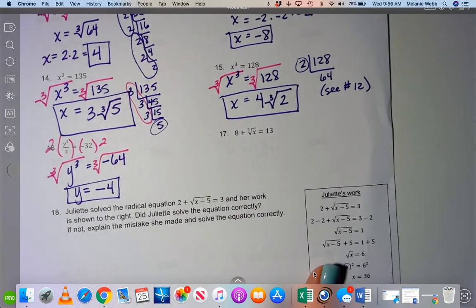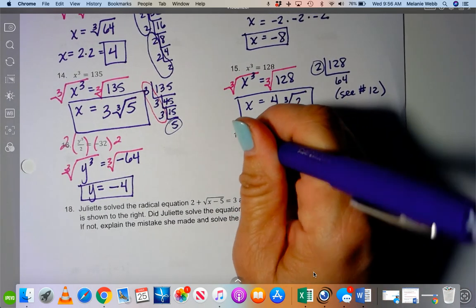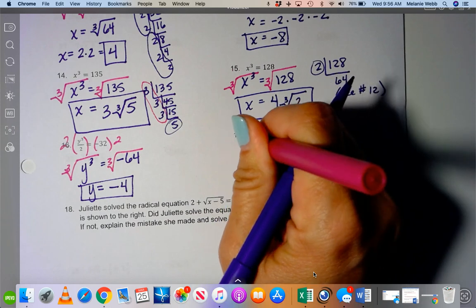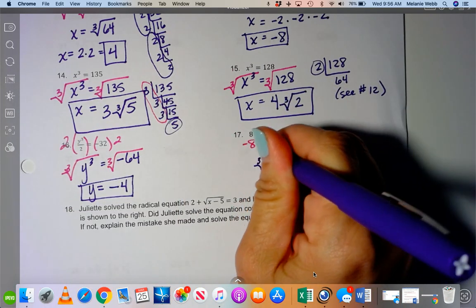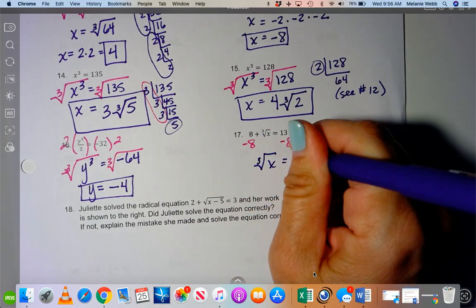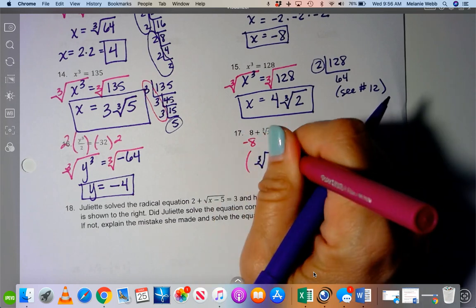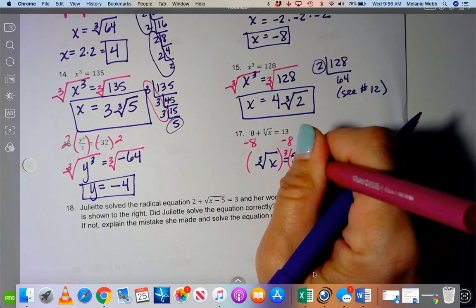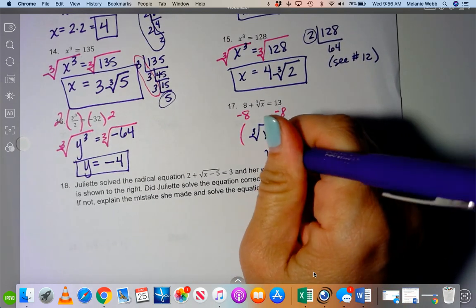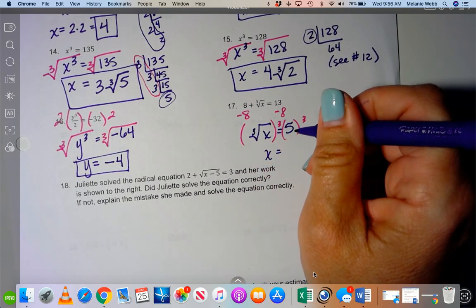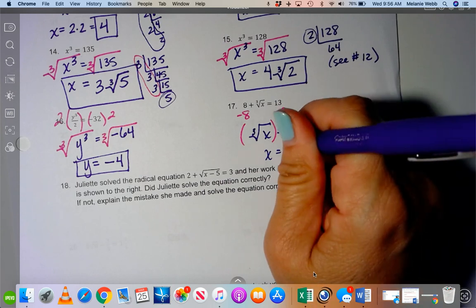All right, for 17, I want to go ahead and get the radical by itself. So I'm going to go ahead and subtract 8 from both sides. Do the inverse operation. So I have the cube root of x equals 5. And then go ahead and cube both sides. So I've just been doing all the inverse operations in pink. So x equals, and this is 5 cubed. So 5 times 5 times 5, 125.